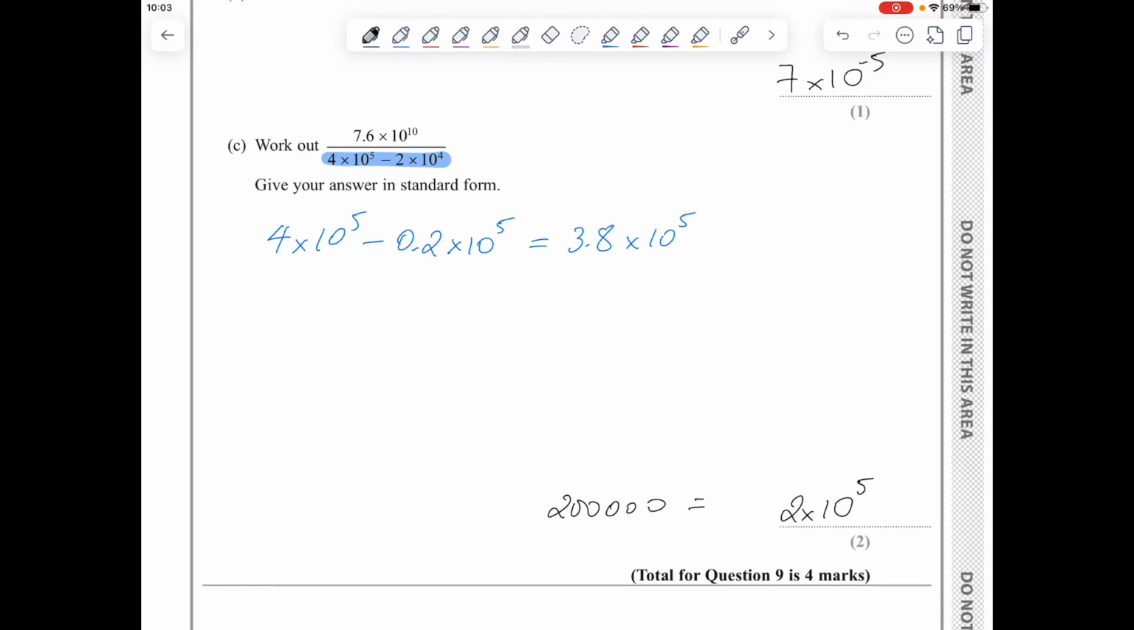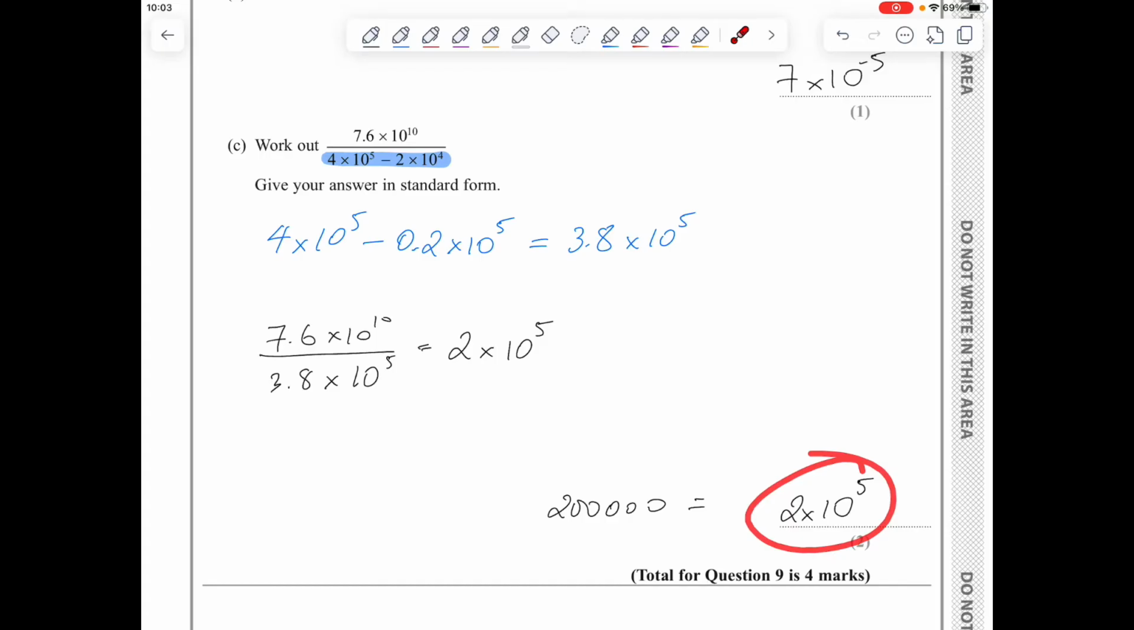So now I have 7.6 times 10 to the power of 10 over 3.8 times 10 to the power of 5. And if you split this into two parts, the 7.6 over 3.8 will give me an answer of 2, and then for the other part, just subtract the powers, so that's 10 to the power of 5, which is the same answer as the one the calculator gives.